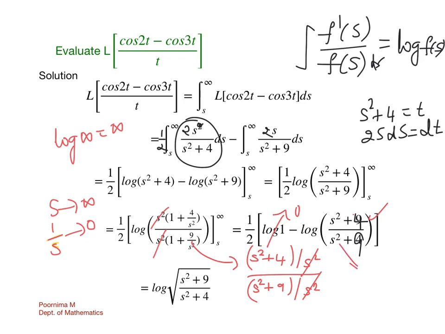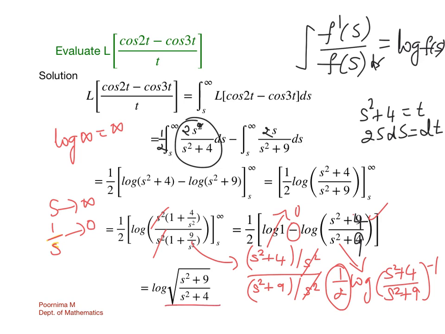So this can be written as 1 by 2 log of s square plus 4 divided by s square plus 9 to the power minus 1, because of this minus. So then it can be reversed, s square plus 9 divided by s square plus 4. Then because of this 1 by 2, you can take the square root of s square plus 9 divided by s square plus 4. So this is the result, and this is very important for the exams.